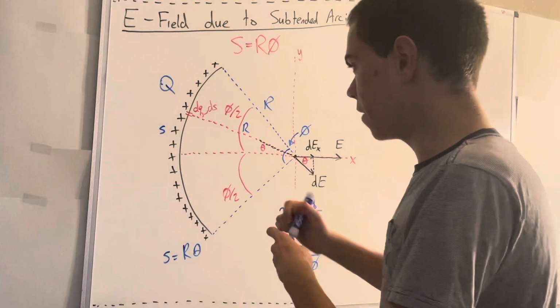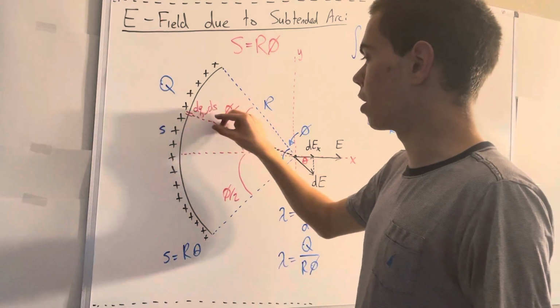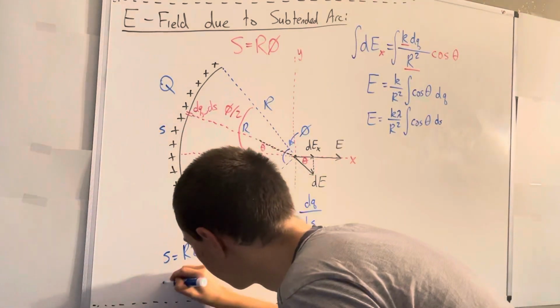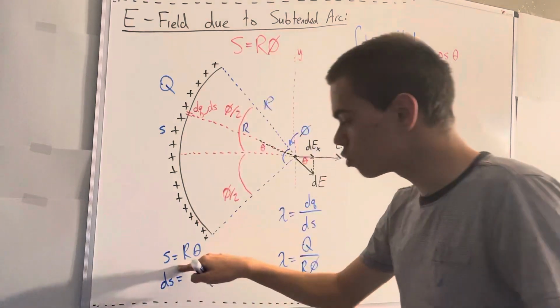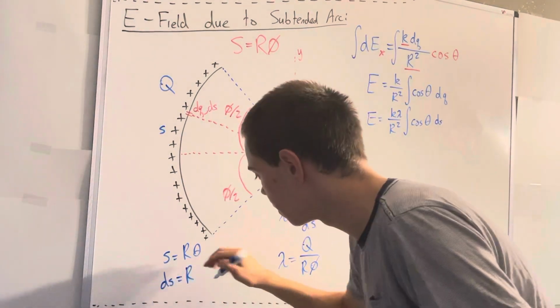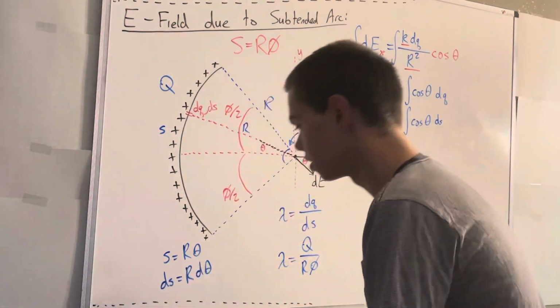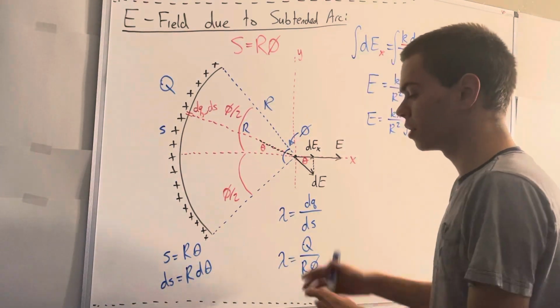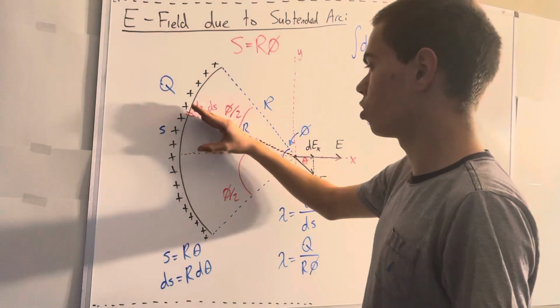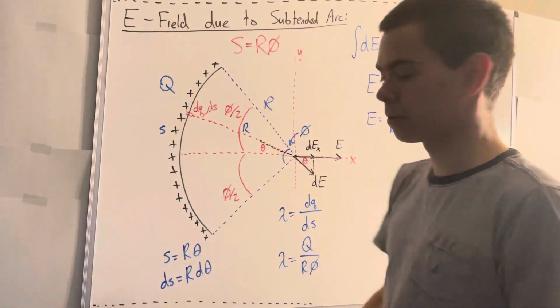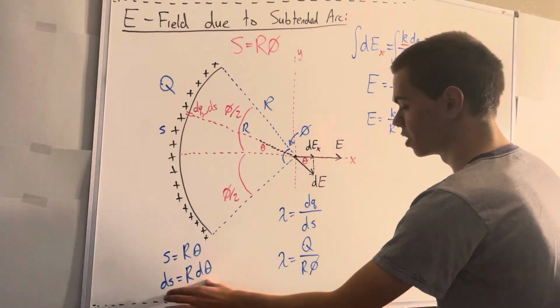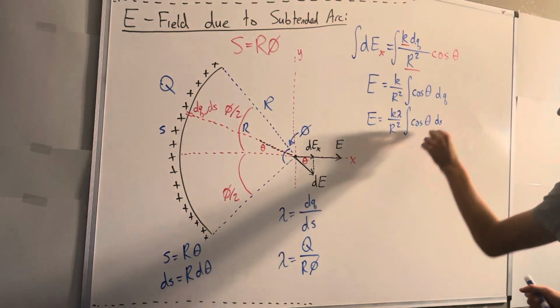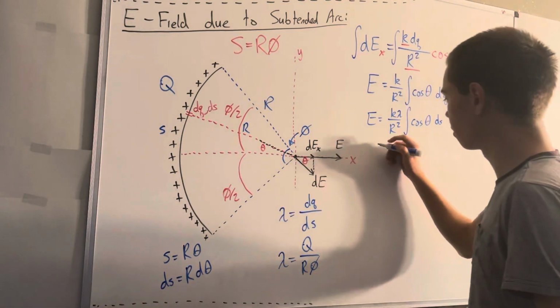Well, if we have a really small change in s, the radius will remain constant, but theta will change, so we're left with d theta. So you can see s becomes ds, theta becomes d theta. You can think of a change in arc length corresponding to a change in that angle. And of course, r is constant, so this would work. So we're just going to replace ds with r d theta, right?